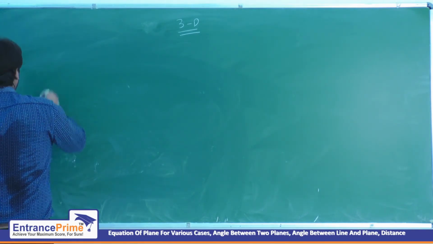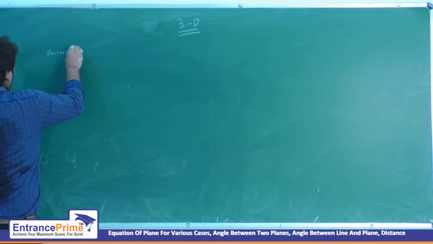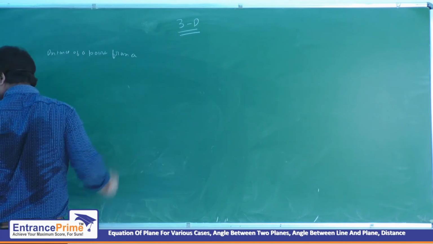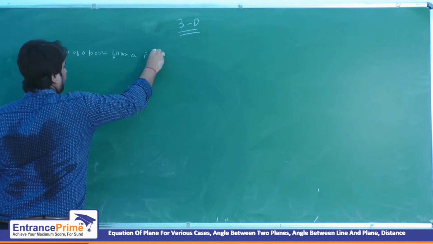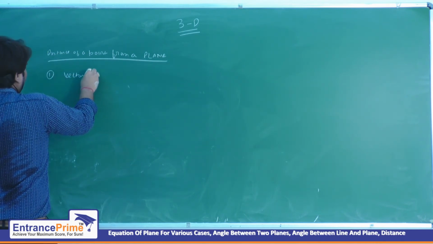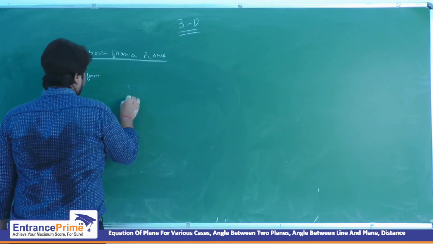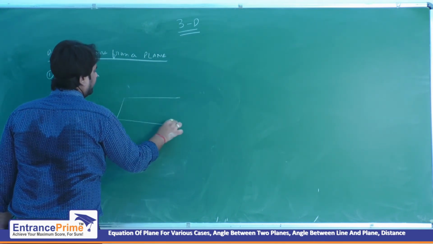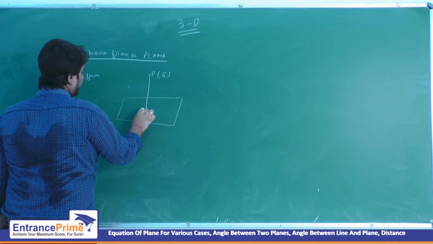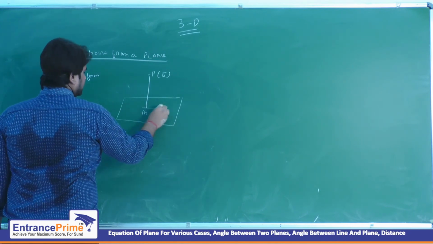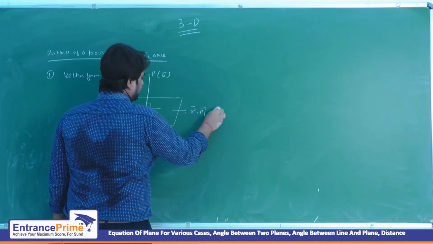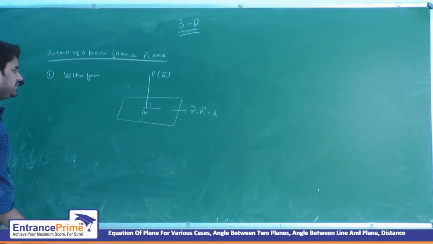Next topic is distance of a point from a plane. Okay, this we are calculating first. That is vector form. The plane is given like this, and this is a point P. That is a vector. This is my point M. And this is the equation of the plane: r vector dot n vector is equal to d.